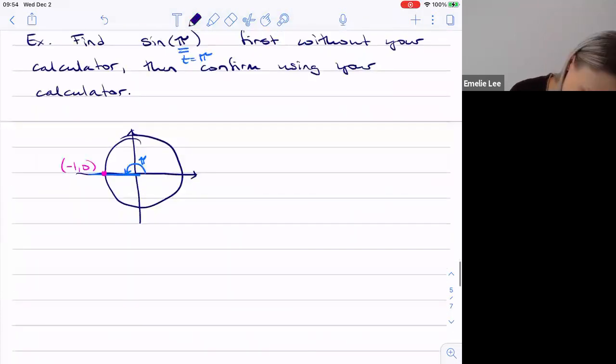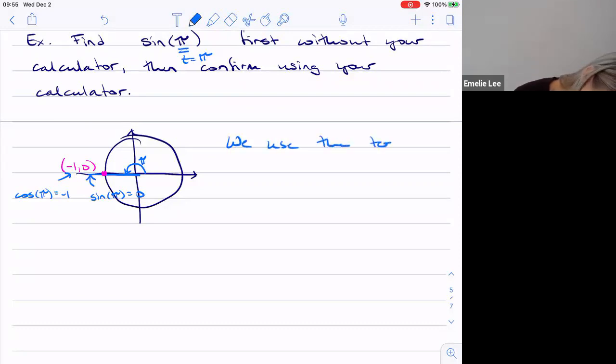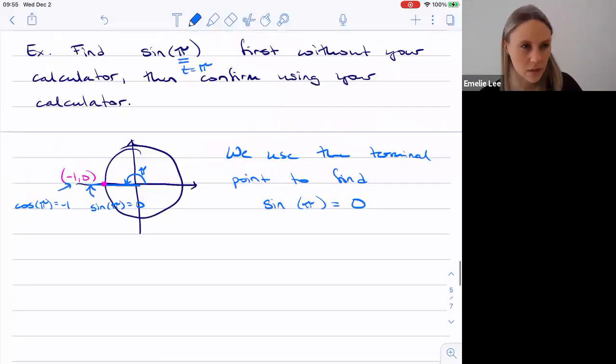Cos of pi must be -1. And the sine of pi must be 0, right? So we use the terminal point to find that sine of pi is 0. Okay.